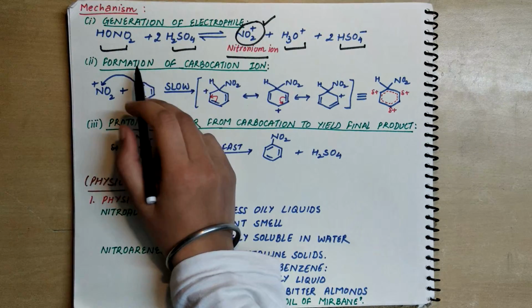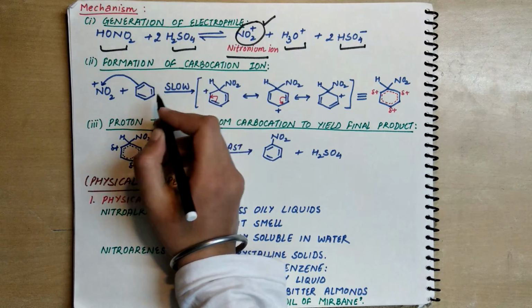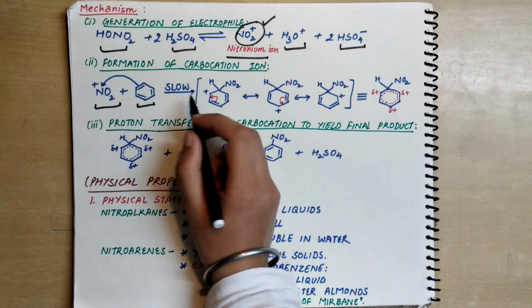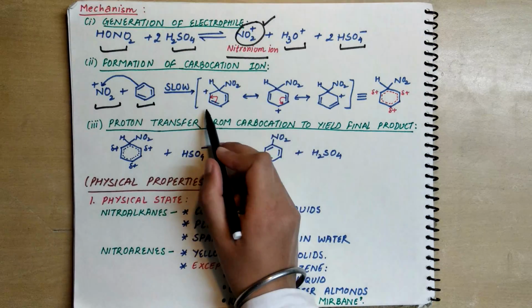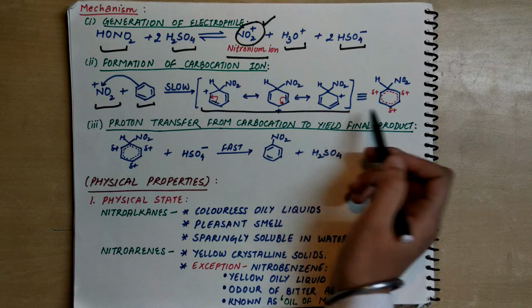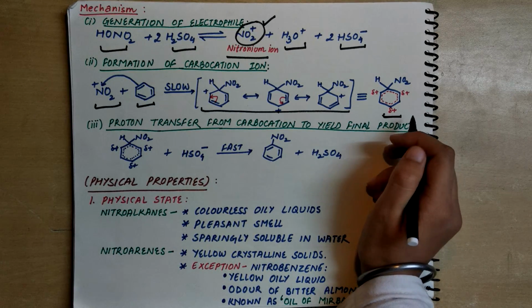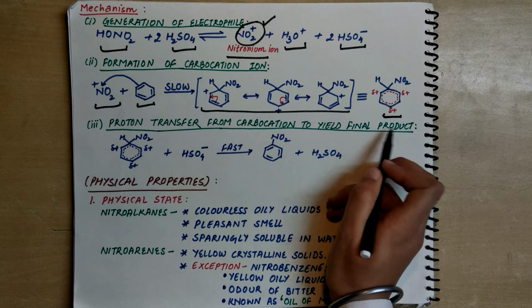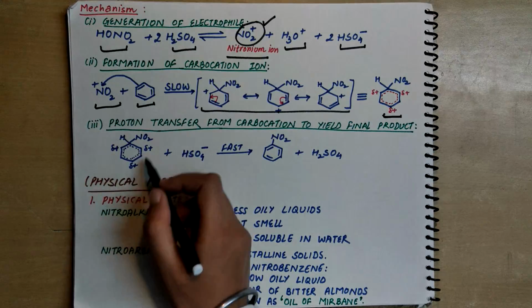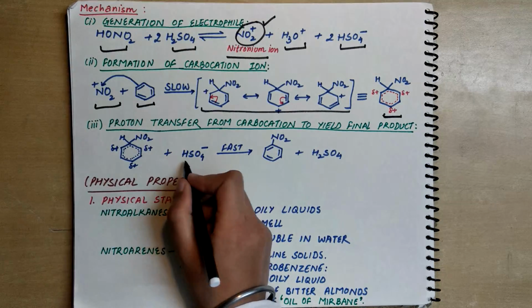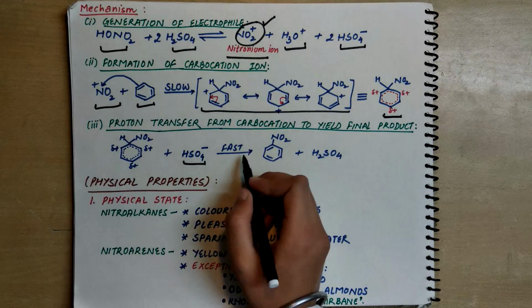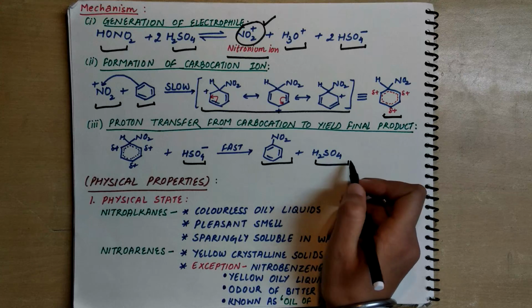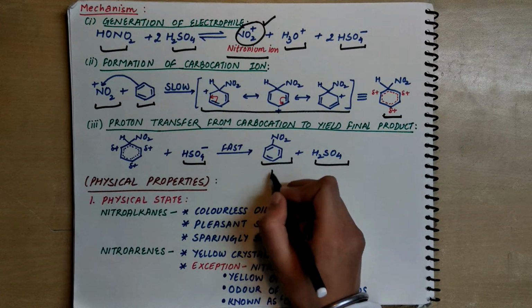In the second step, formation of the carbocation takes place. That is, this nitronium ion attacks the benzene ring, and it is a slow process in which we get these resonating structures and this resonance hybrid. Then proton transfer from the carbocation yields the final product. From the carbocation, a proton is transferred to HSO4 negative, and it is a fast reaction to get nitrobenzene and sulfuric acid. This is the final product, the product we need.